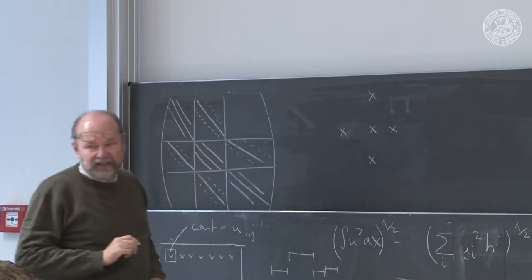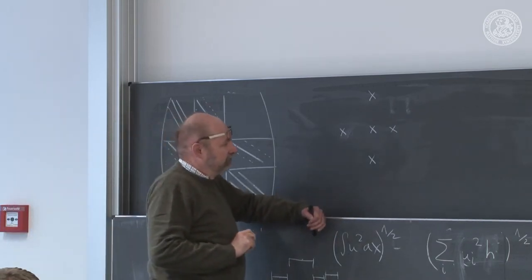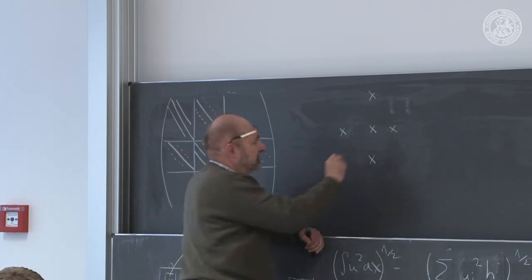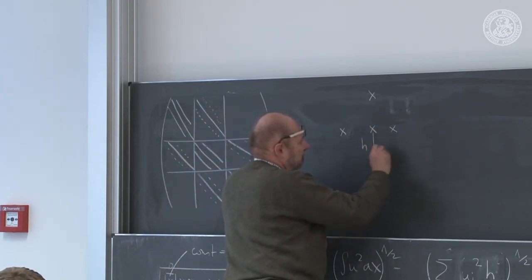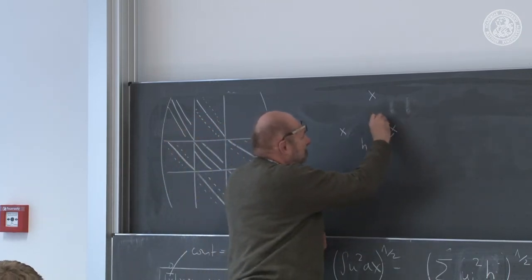and now you rotate the domain. You rotate x1 and x2. If this is h, what is this then here? If this is h and this is h, what is this?